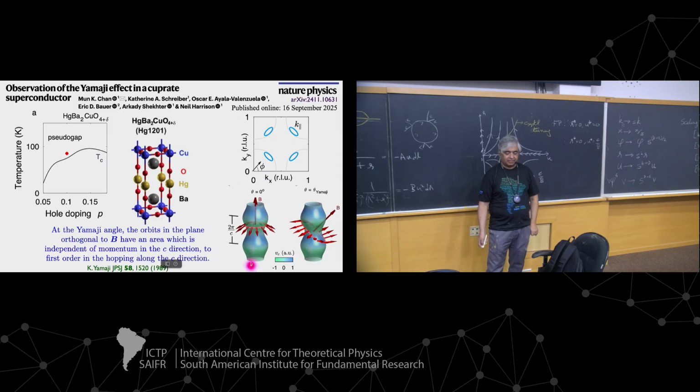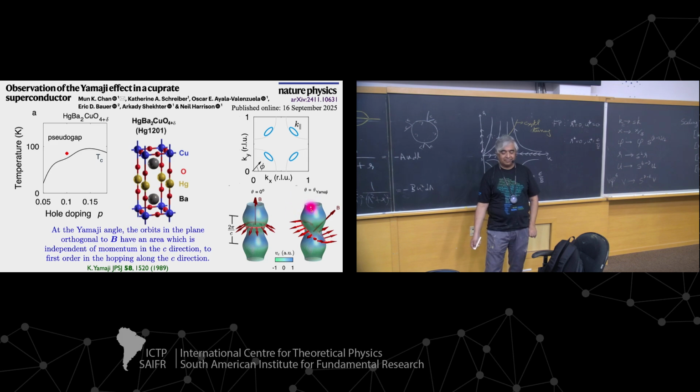You take a warped ellipse, and you take a cross-section of it. Now, in 1989, Yamaji pointed out something remarkable. The important thing for the dispersion in the z direction in the presence of a field is the area of this cross-section. And what Yamaji said was that at a certain angle, which we now call the Yamaji angle, this area doesn't change to first order in the warping.